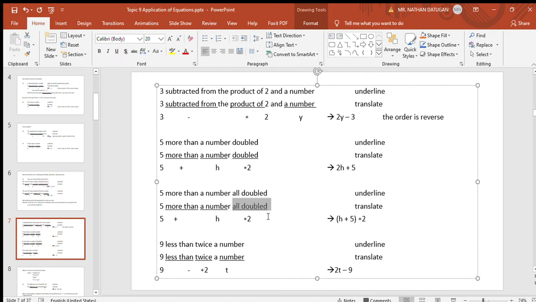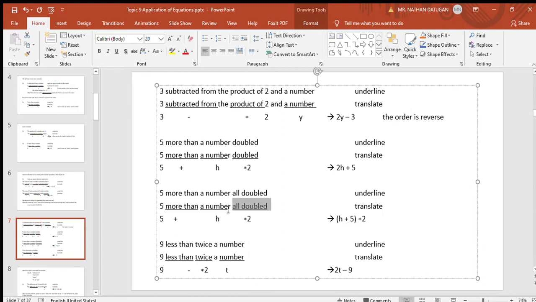Now let's move on to the next part. All doubled, and we're going to just multiply h plus 5 by 2. Again, don't forget to indicate your parentheses, especially when you're doing addition or subtraction first. If it's multiplication or division, you don't need to indicate it, because most of the time the order of operations will just tell you straight out, do multiplication first, then addition.